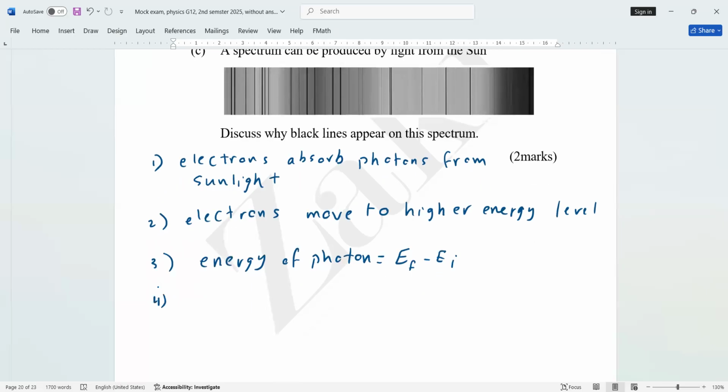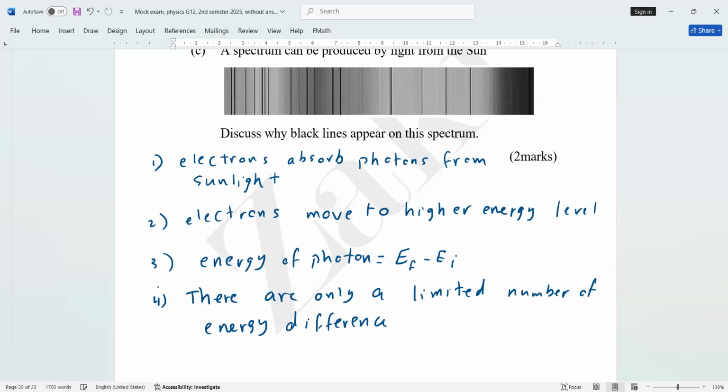Number four, there are only a limited number of energy differences, and only a corresponding number of black lines.